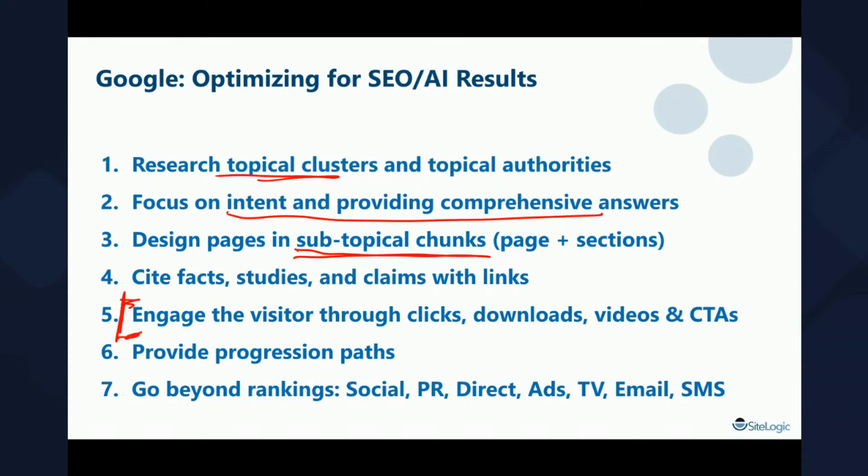Downloads, videos, CTAs, anything like that, and also that progression path. Where do you want them to go after that informational view? Do you have things that will move them to that next stage and continue inviting them to take that next step? And then also all of this is learned, and you've probably heard this, go beyond the rankings. Don't just focus on AI overviews. Don't just focus on rankings. Now's the time to develop a lot of other channels that maybe you've not been developing before.